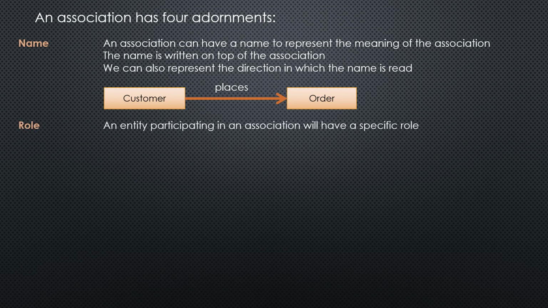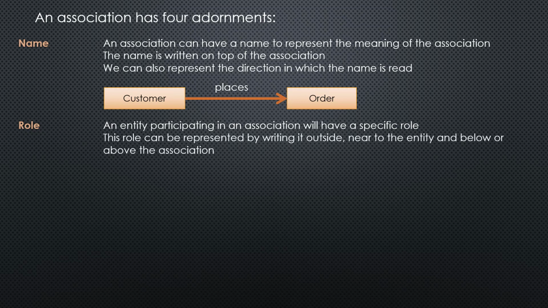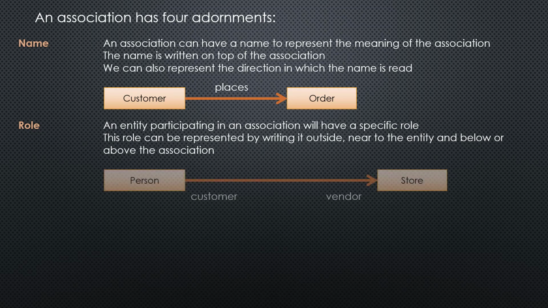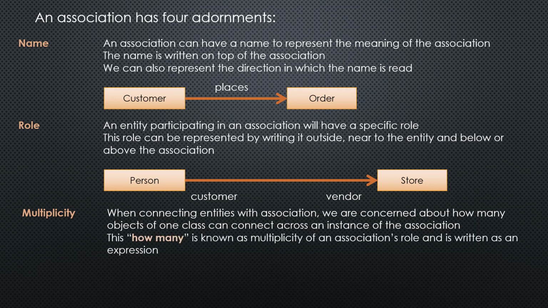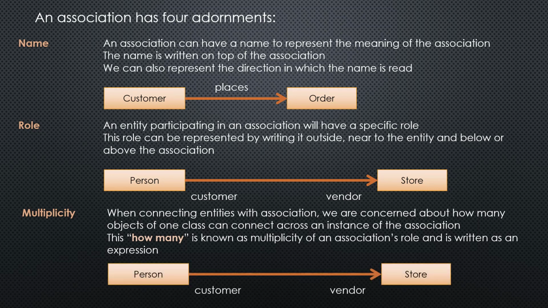Role. An entity participating in an association will have a specific role. This role can be represented by writing it outside, near the entity, and below or above the association. Multiplicity. When connecting entities with association, we are concerned about how many objects of one class can connect across an instance of the association. This how many is known as multiplicity of an association's role and is written as an expression, like this.